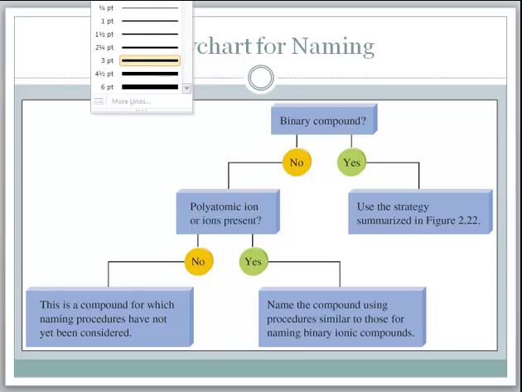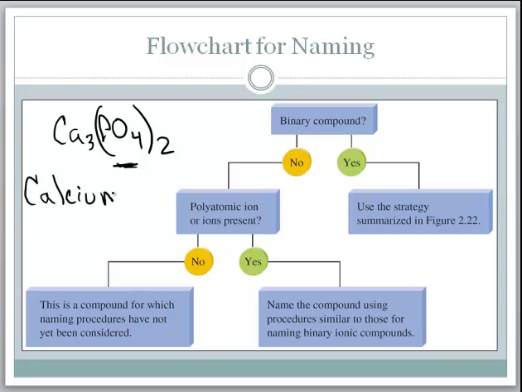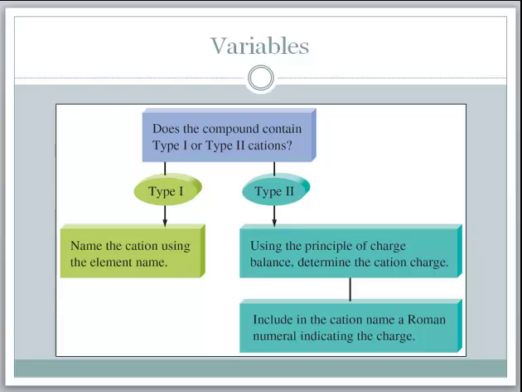Okay, let's take a look at another flow chart. This would be if a polyatomic were present. So is it a binary compound? No, there's more than two elements. So we go in this direction. Polyatomic ions present. Yes, there's that polyatomic. Name the compound using your earlier procedures. So we would call this calcium phosphate.